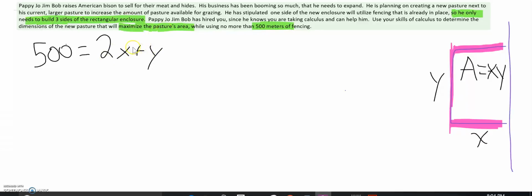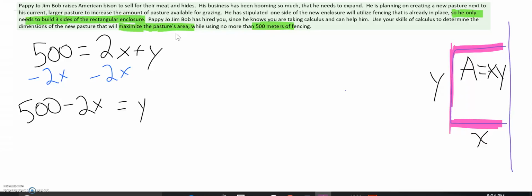So I'm going to isolate y in this equation. That looks easiest to me. So that would be minus 2x on both sides, which will give me y equals 500 minus 2x. Now that I've solved for y, I'm going to plug it into my area function for y. So I'll have x, which is this x, times y, which we determined we could rewrite as 500 minus 2x.